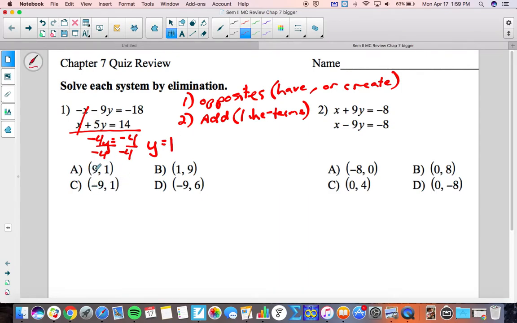Since this is multiple choice here, it's probably one of these two answers, since those two don't have a y equals 1 in them. Well, which one is x, or what is x? So once you solve for the first variable, you're going to use that answer to solve for the other.